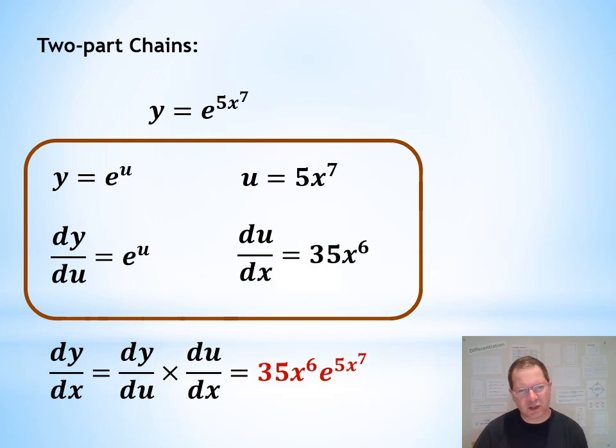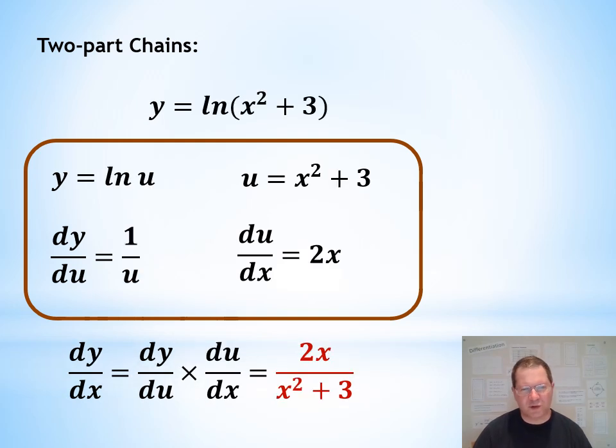Now we're going to look at a chain which includes the exponential function. So y equals e to the power of 5x to the 7, which we can rewrite as y equals e to the u, where u equals 5x to the 7. dy by du is e to the u. du by dx is 35x to the 6. And again, if we multiply those two results together, we get e to the u times 35x to the 6. Remember that u is 5x to the 7, so we can rewrite it in this order as 35x to the 6 times e to the 5x to the power 7.